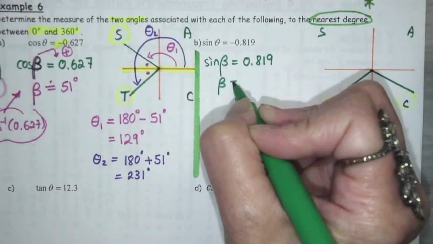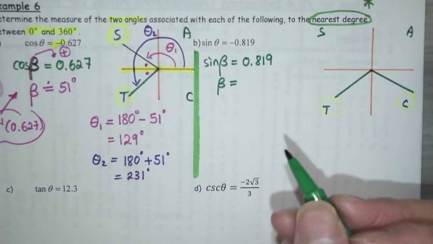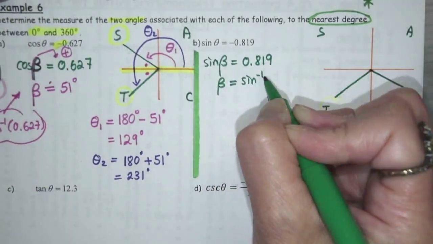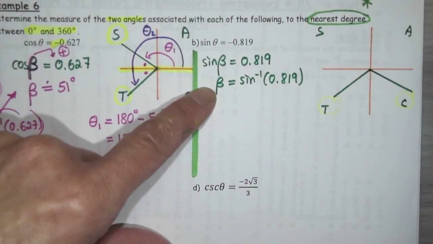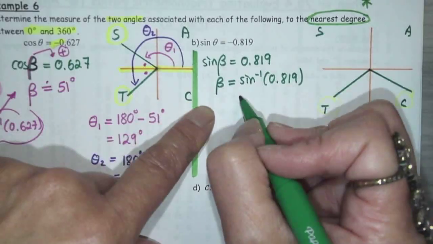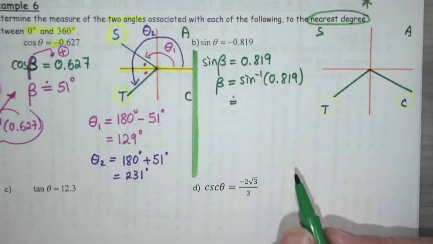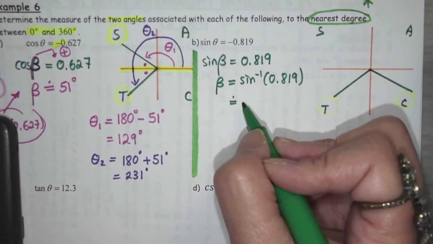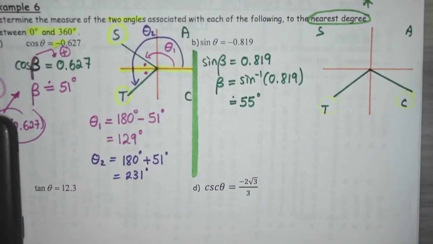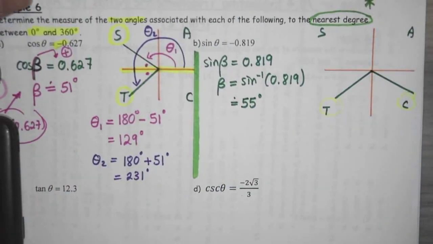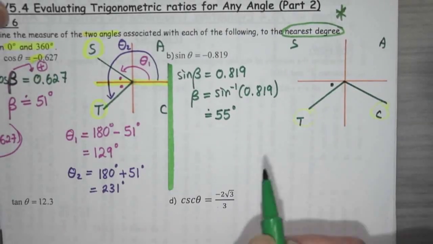Beta equals, and yes, you could write either one of these 2 steps, so you don't have to show both. Right, that's what you were asking? Yep, you could show either one of these steps, and then you're going to get approximately 55 degrees. And that is always this dot.